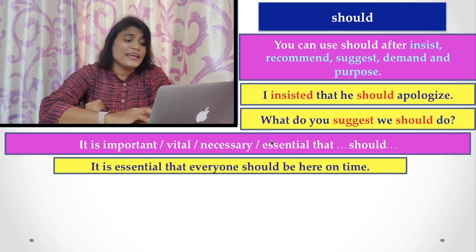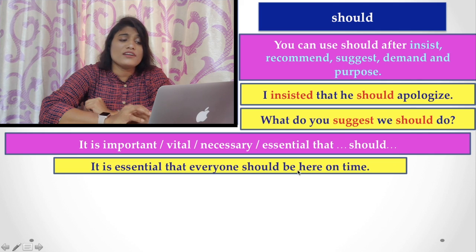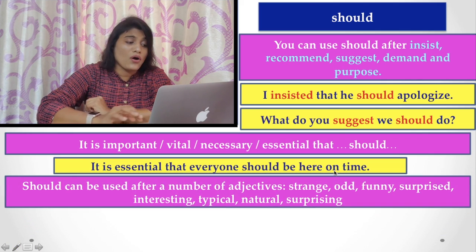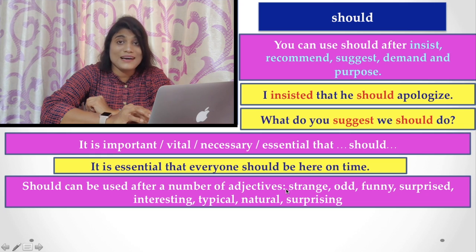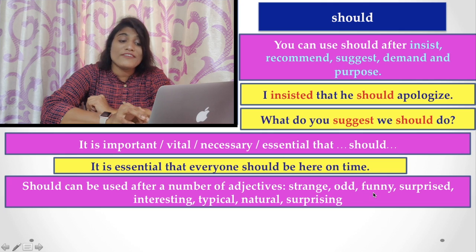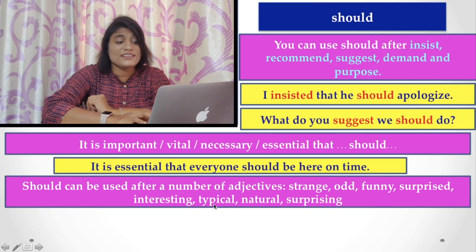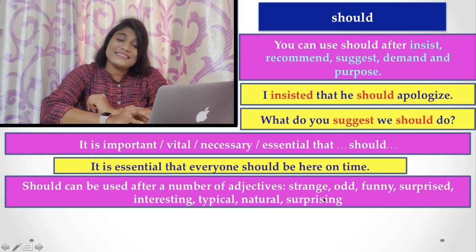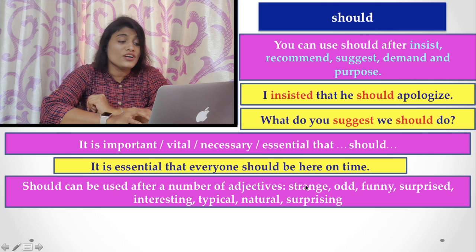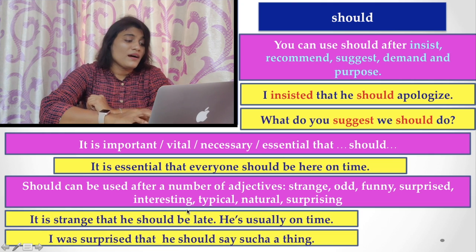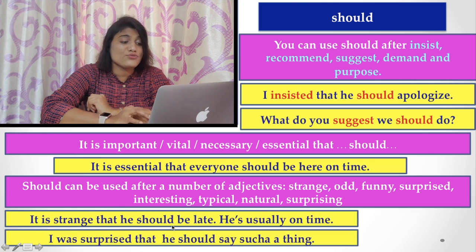For example, it is essential that everyone should be here on time. Should can also be used after a number of adjectives, for example, strange, odd, funny, surprised, interesting, typical, natural, and surprising. With all these adjectives, you can use should. For example, it is strange that he should be late. He is usually on time. I was surprised that he should say such a thing.